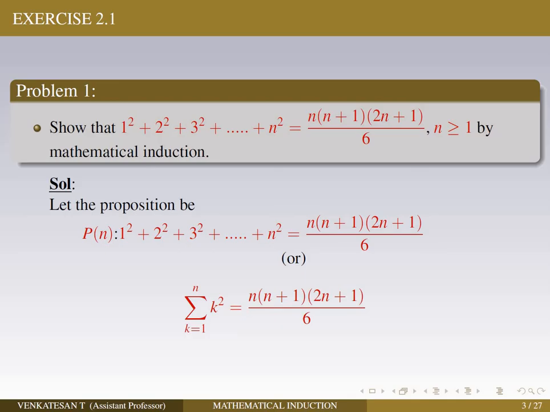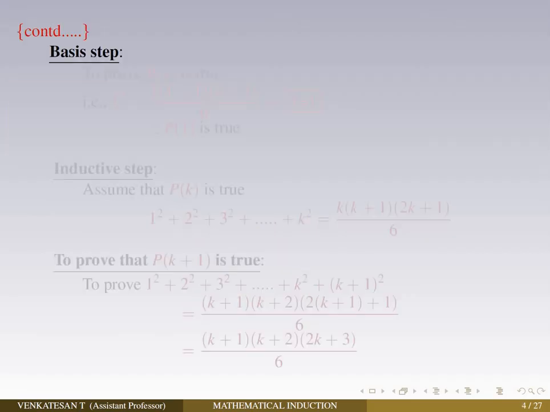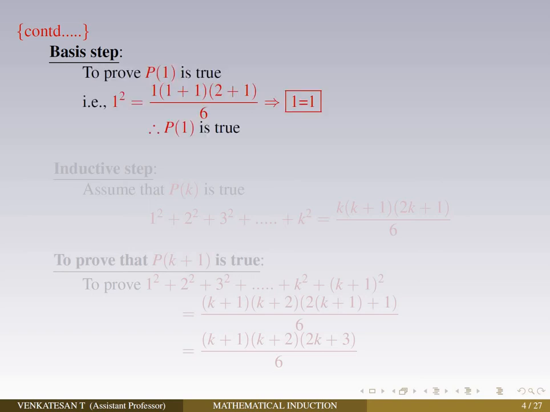In the question paper you can expect any one of the given formats here, either 1 square plus 2 square plus etc. or summation k square, but both the problems are same. First, we start with basis step. To prove that P of 1 is true, that is 1 square is equal to, on right hand side replacing all n values with 1, you will be getting 1 into 1 plus 1 into 2 plus 1 divided by 6. Here on simplifying, both right hand side and left hand sides are same, that is 1. 1 is equal to 1. Therefore, P of 1 is true. That is, the propositional function is true for the initial value, that is n is equal to 1.